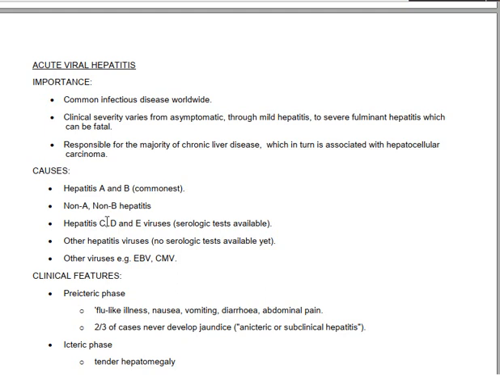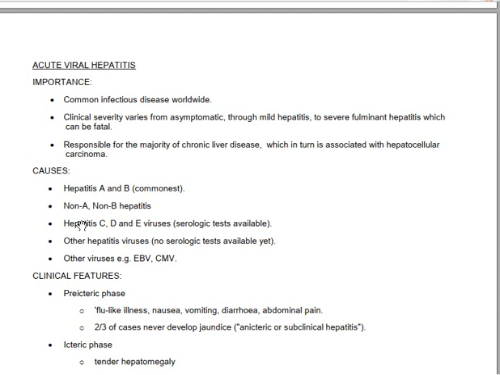Now generally you need to know that hepatitis C does not cause acute hepatitis but only chronic hepatitis. Is it clear? Hepatitis D does not cause acute hepatitis. It's only going to cause fulminant hepatitis, mostly when it occurs with hepatitis B. And hepatitis E can also cause acute hepatitis, and it's similar to hepatitis A. Now, other hepatitis viruses have no serologic test available yet. You have hepatitis F, G, H, other hepatitis viruses.